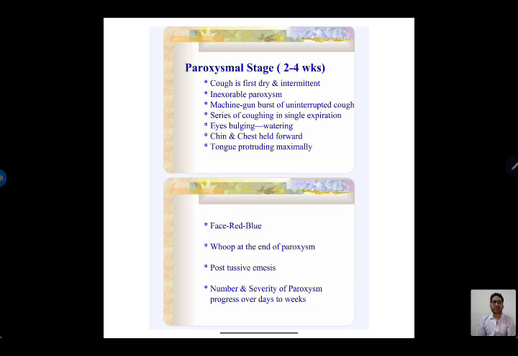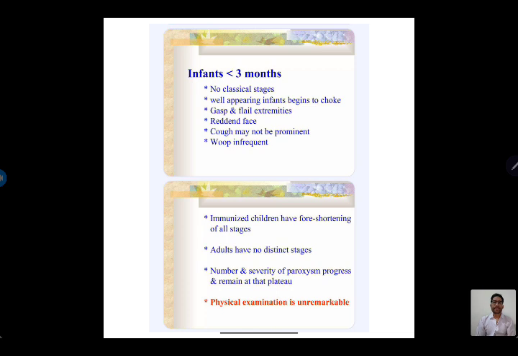Paroxysmal stage is 2 to 4 weeks, with a cough that is at first dry and intermittent, then inexorable paroxysm. Machine gun burst is an uninterrupted cough. The face turns red-blue, with a whoop at the end of the paroxysm. Post-tussive emesis. The number and severity of the paroxysms progress over days to weeks.